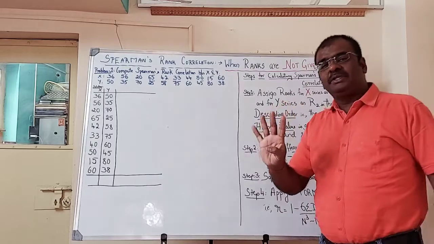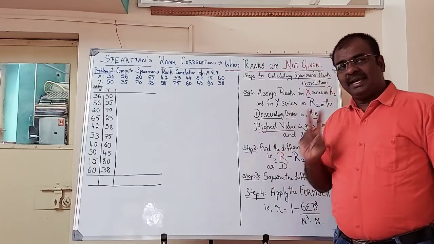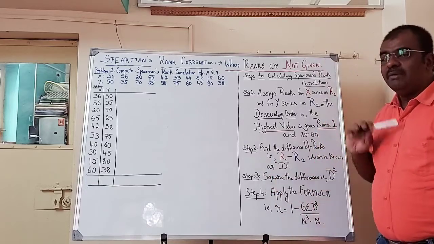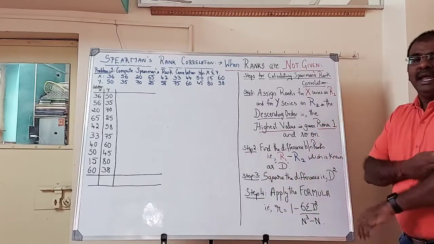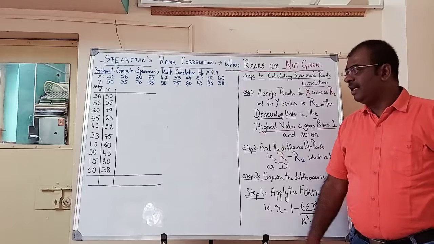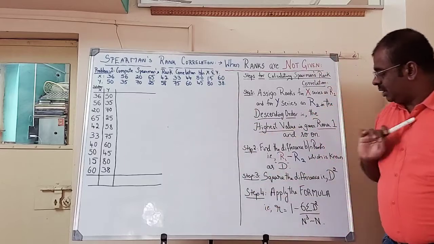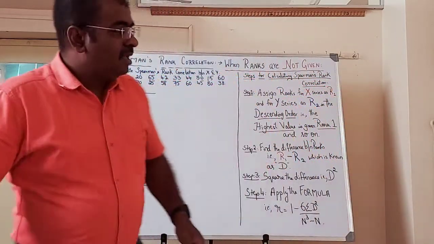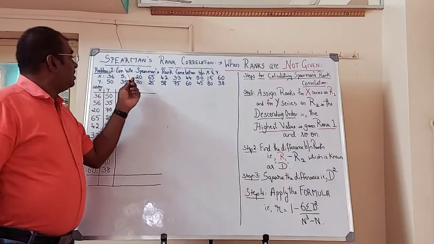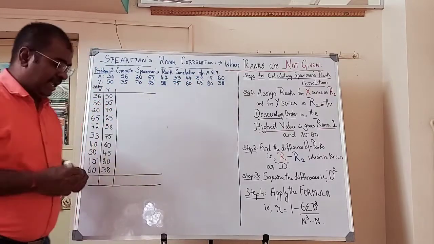So there are 4 simple steps. Step number 1, assigning the ranks R1 for X and R2 for Y. Second, finding the difference between the ranks, D is equal to R1 minus R2. Step number 3, squaring the differences, which is D square. And finally, applying the formula of Spearman's rank coefficient of correlation. Now, let us apply these steps in this particular problem. In this question, they have given us the following data of X and Y, and they are asking us to compute the Spearman's rank correlation between X and Y.